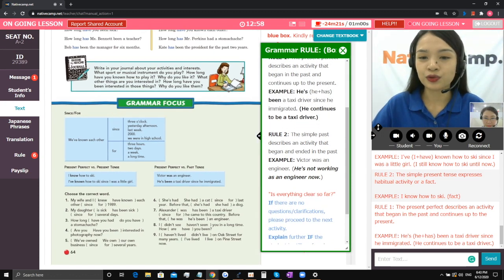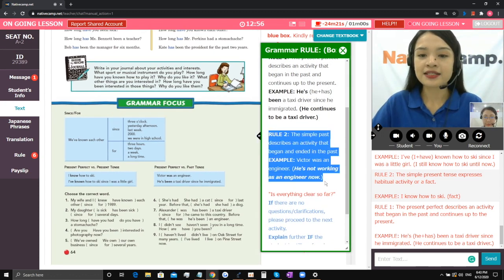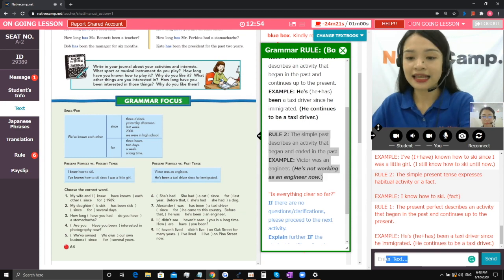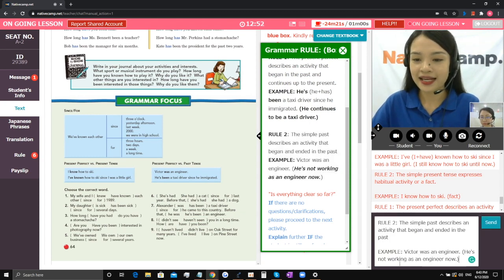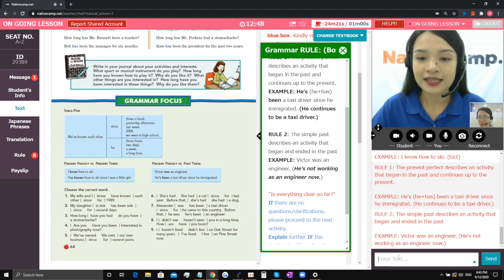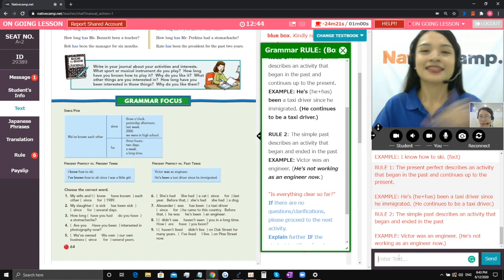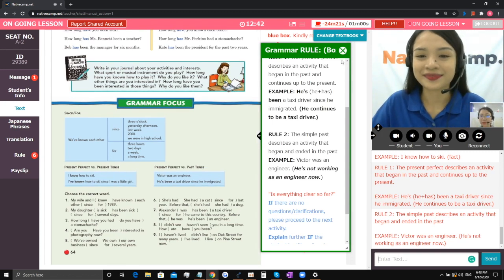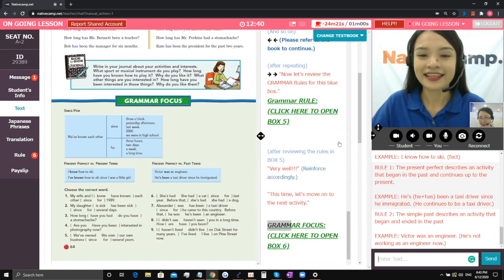Now let's go to rule 2. The simple past describes an activity that began and ended in the past. So for example, Victor was an engineer. He's not working as an engineer now, only in the past. Is everything clear so far? Yes. All right then. Very well.